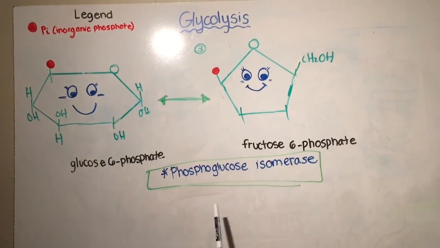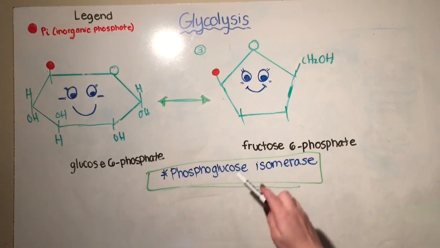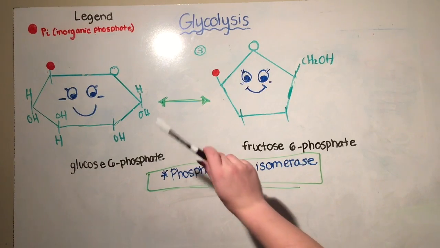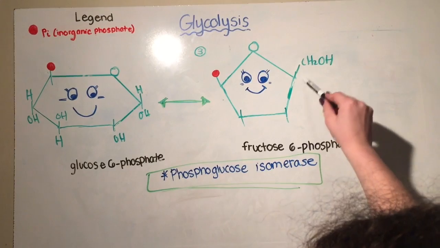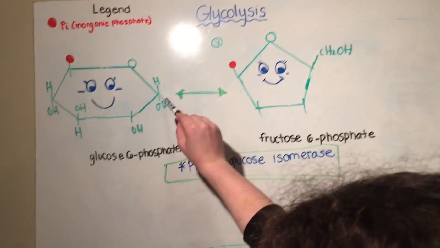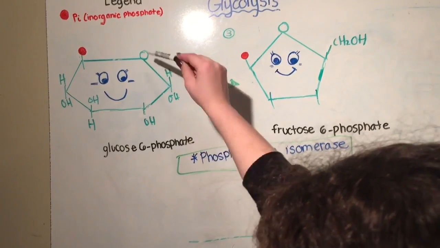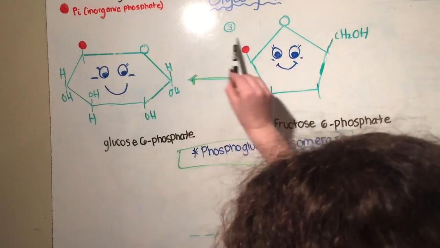This is where we're changing glucose 6-phosphate into fructose 6-phosphate. How we're doing this is through the enzyme called phosphoglucose isomerase. So what's happening is that you're losing a ring structure and it's becoming a straight chain. This carbon here, instead of being attached, becomes detached and these two connect, and that just branches off like this. This is the same phosphate group.